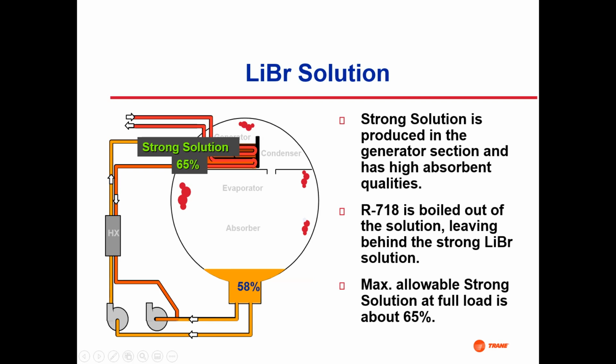Strong solution. So we produce the strong solution up here by boiling off the vapor. And interestingly enough, R718 is water. So water actually has a refrigerant number assigned to it. So R718 is boiled out of solution, leaving behind a strong lithium bromide solution in the generator, which then gets pumped back down into the cycle so that it can pick up more water vapor and then bring it back. Max allowable strong solution at full load is about 65%.